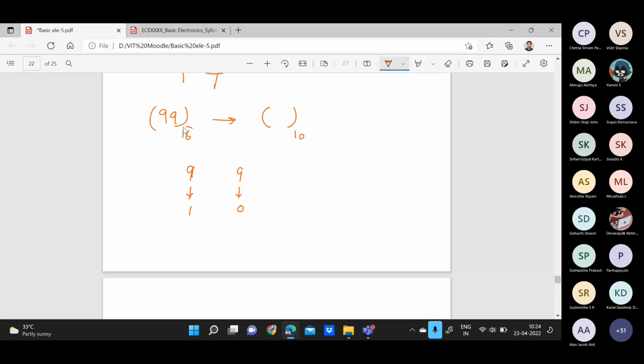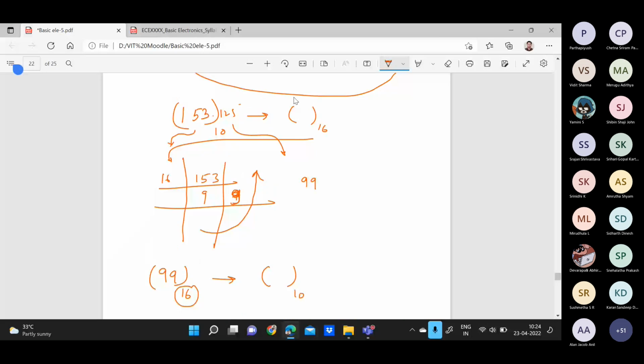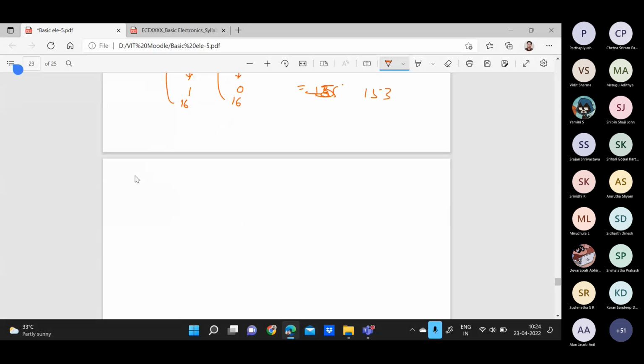Now, as you know, this is base 16, so it will be 16 raised to power 1, and this will be 16 raised to power 0. Now you can write it as 9 into 16 raised to power 1 plus 9 into 16 raised to power 0. Tell me the answer. 153. We checked also that if you convert this number to hexadecimal or hexadecimal to this number, it will remain the same, right? That is 153.